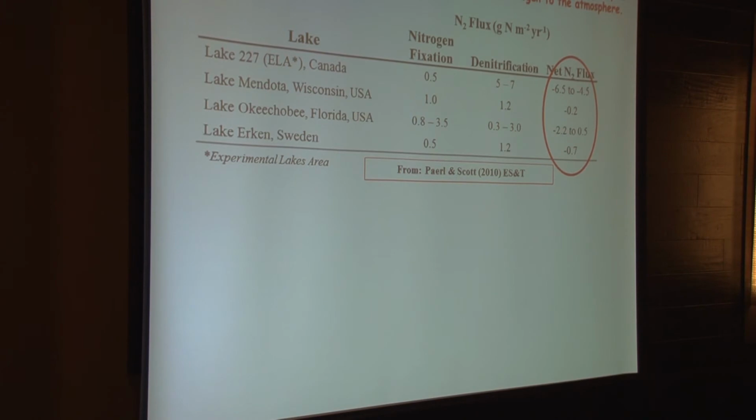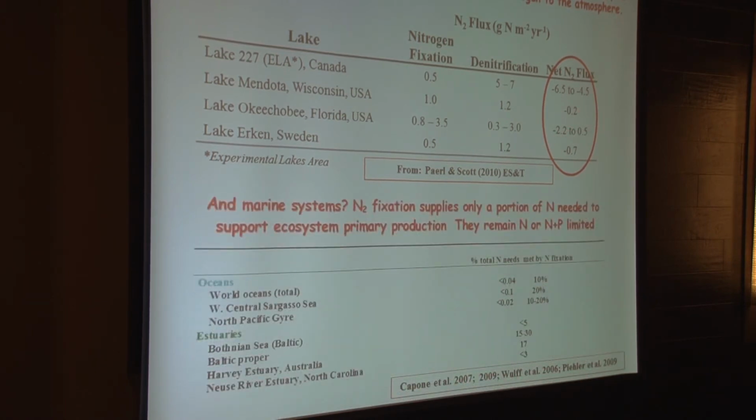We want to get the production up. So this indicates that N-fixation will not do the trick just by itself. You need external nitrogen inputs. And then there was some data that we worked on from Lake Mendota, Okeechobee, Lake Erken. And then if we go to the marine environment, and this is really data from lots of different people's papers, including Doug Capone's and Wolf et al. in the Baltic, and Mike Peeler, you can see that the percent of nitrogen needs that would have to be met by N-fixation is pretty low.